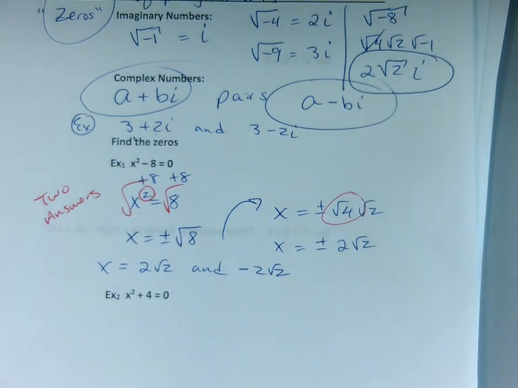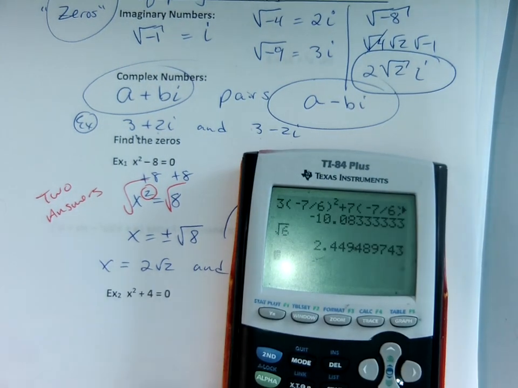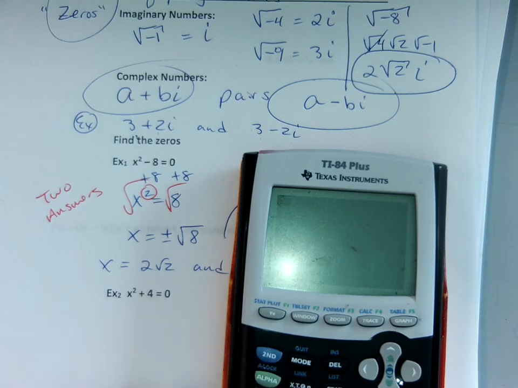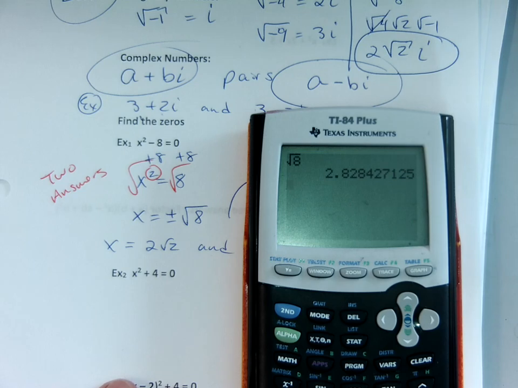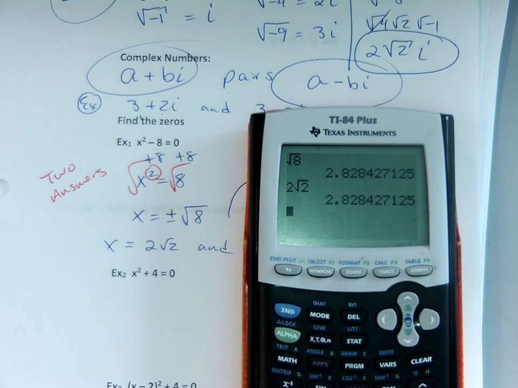Hold that thought. I want you to see this. Okay, hold on, Cassidy. Square root of 8. Okay, there's my answer. That's the square root of 8. There's 2 square root of 2. They're the same answer. Yes. That's all I did. I simplified it.